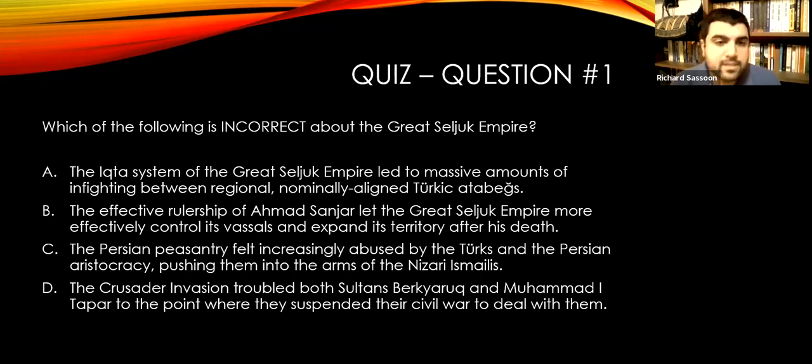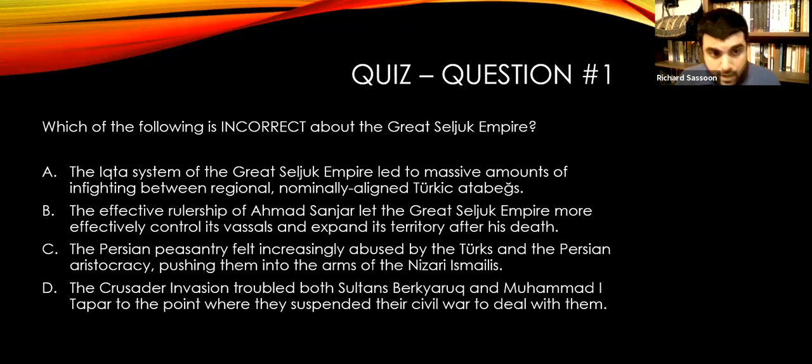B is a false statement, right? Ahmad Sanjar was the last effective Great Seljuk. After him, the Khwarezm Shah, who came from the east, and the Eldeguzids, who came from the west, right? Modern day Afghanistan and northwestern Iran, respectively. They really wielded the power of the empire. So that's why B is false.